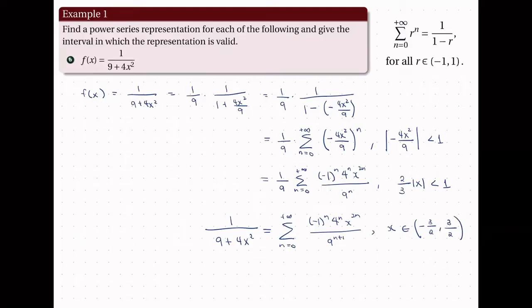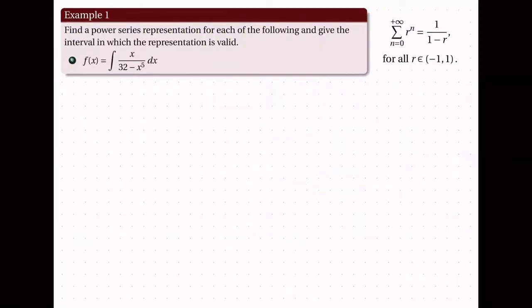Okay? Okay. So for our third example, we are asked to find a power series representation for f of x equals the integral of x over 32 minus x raised to 5 dx.